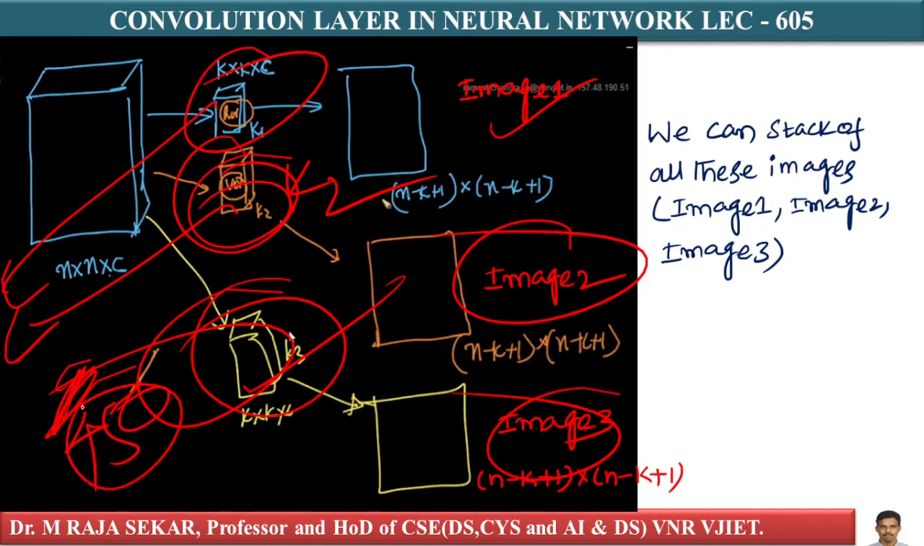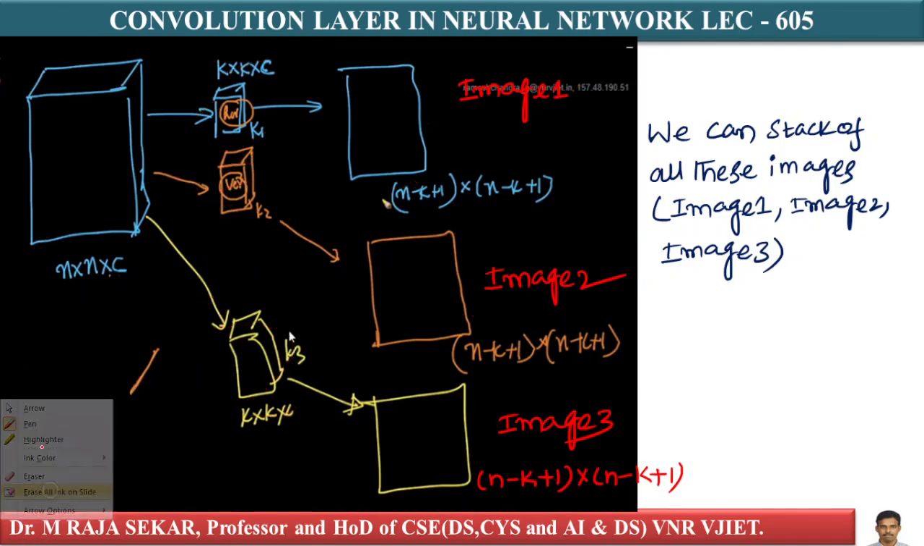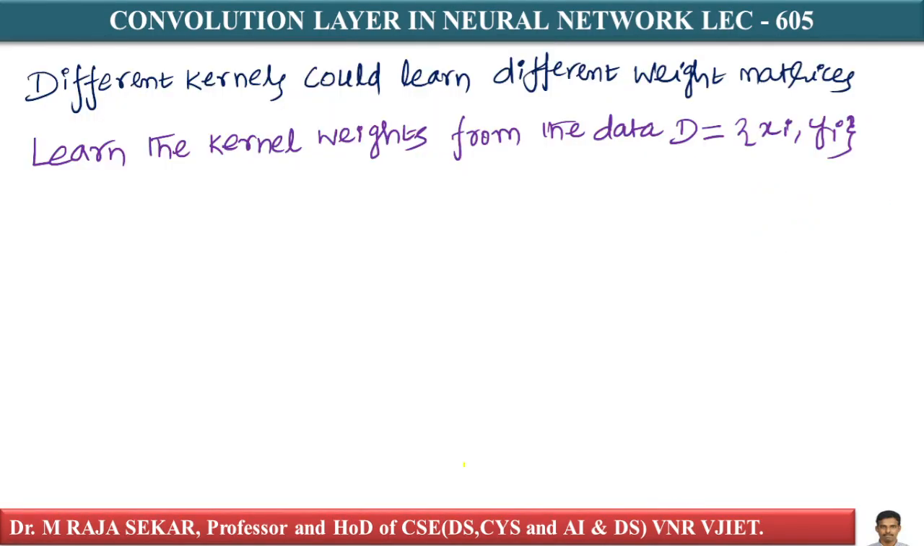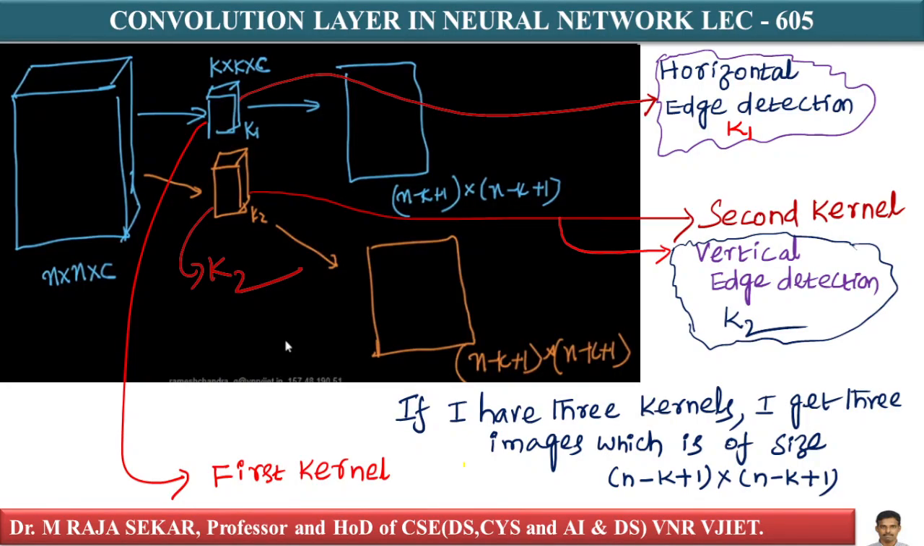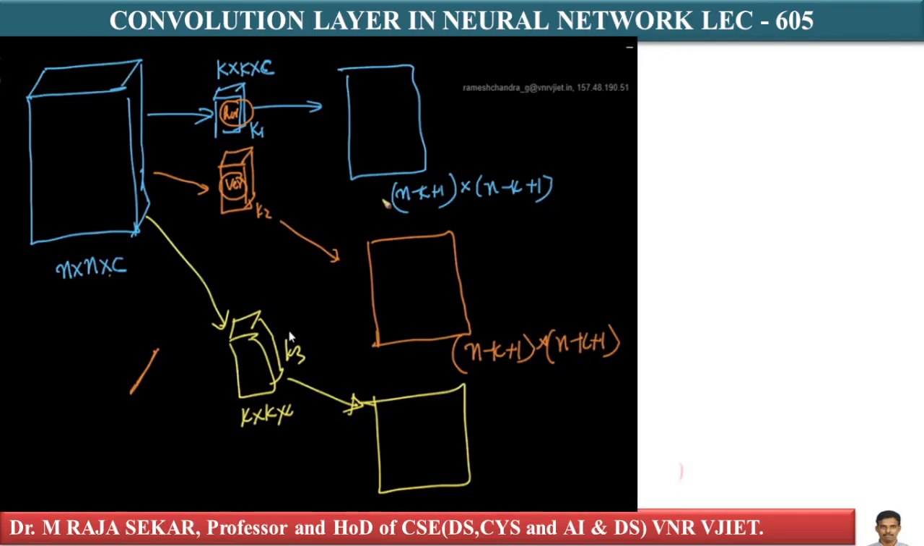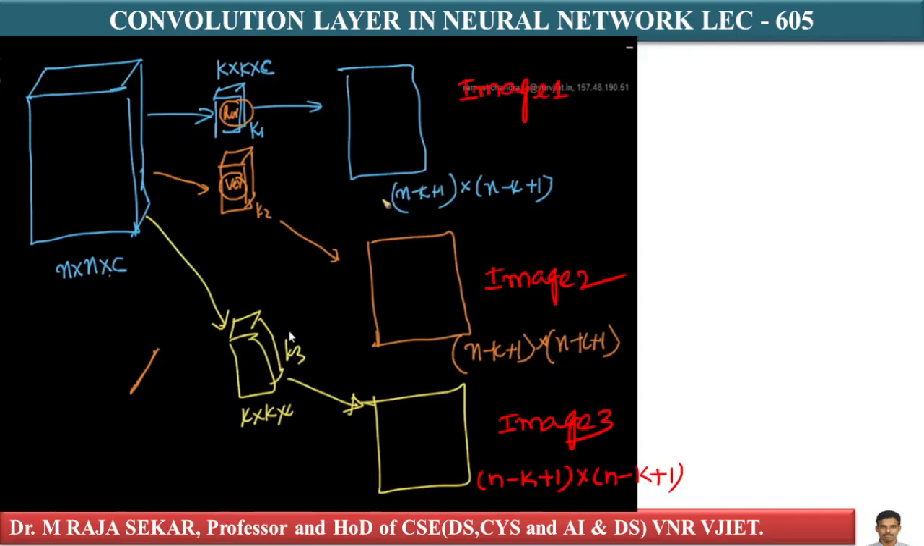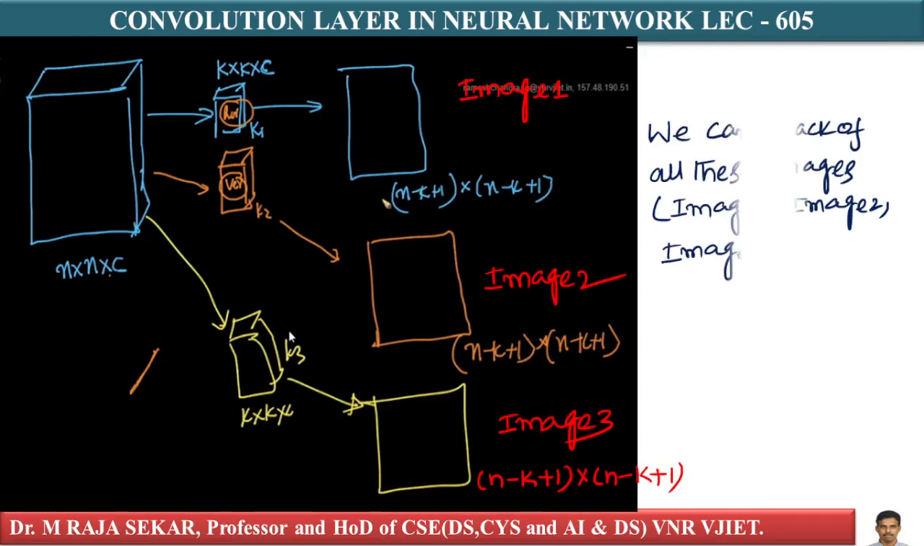I request all of you to go through this lecture once or twice if you have any difficulty, because this lecture is very important. One thing you have to understand here: in the context of multi-layer perceptron, we learn weights. In the context of convolutional neural networks, we learn kernel matrices.